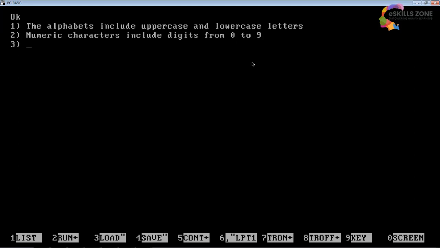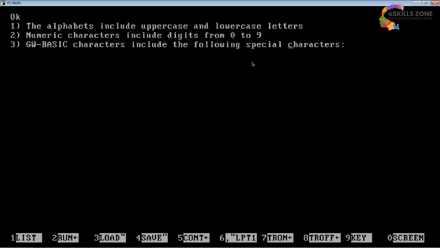And the third one is that GW BASIC characters include the following special characters. It is a list of characters we are going to write down over here, which consists of the special characters that can be used in the GW BASIC programming language.